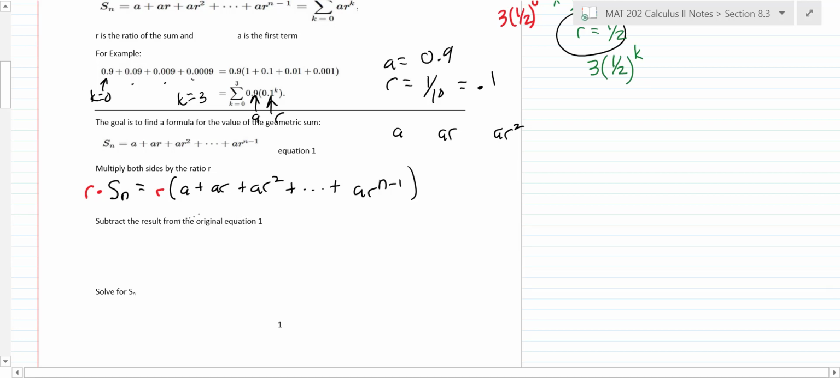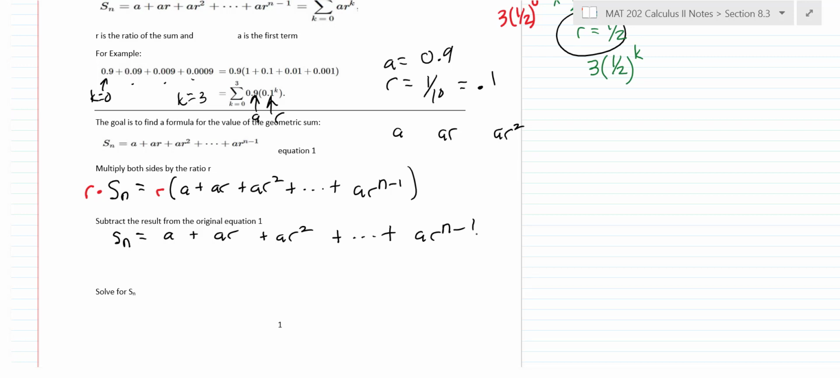And then what we're going to do is subtract the result from the original equation. So let's write down the original equation. S of n is equal to A plus A R, plus A R squared, and we'll go all the way to the end to get A R to the n minus 1, like that, okay? The reason we're doing n minus 1 is because we're generally starting this at 0, okay?